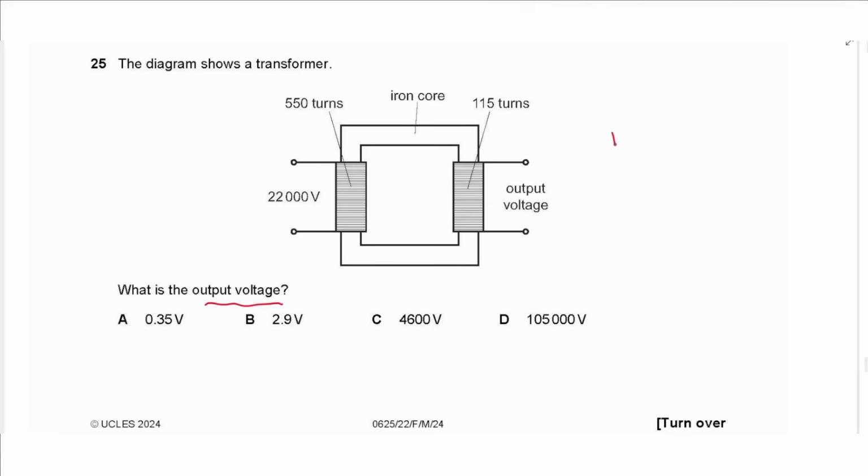So we can use the equation Vs over Vp, secondary over primary, is equal to Ns over Np, the number of turns. So V as the unknown divided by 22,000 is equal to 115 over 550. So we multiply 22,000 by 115 and then we divide by 550. That gives an exact value of 4,600 volts. So the answer is C.